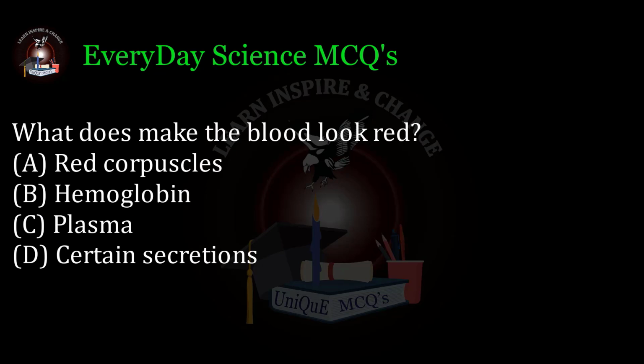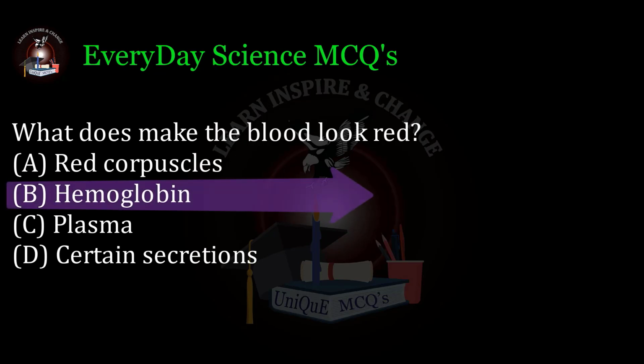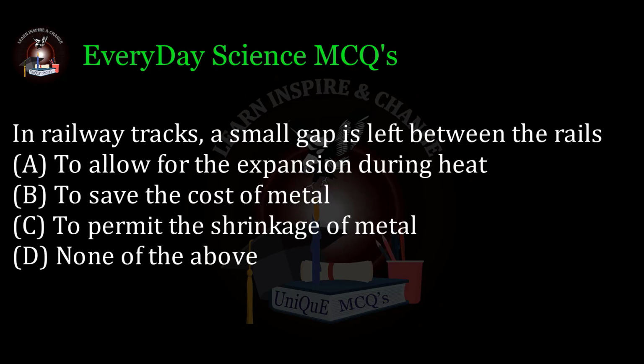A. Red corpuscles, B. Hemoglobin, C. Plasma, D. Certain secretions. Correct answer B. In railway tracks, a small gap is left between the rails.